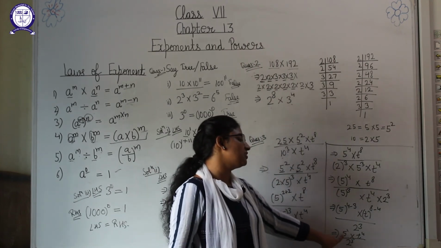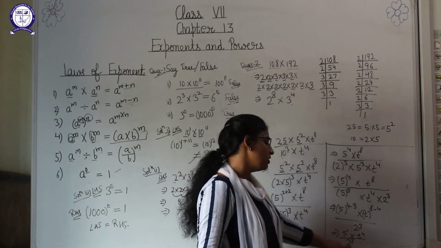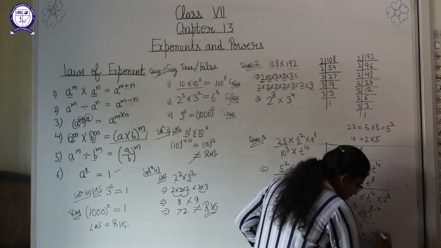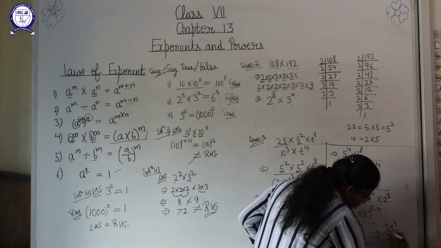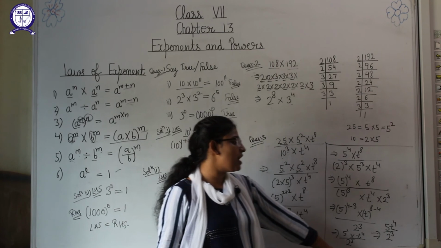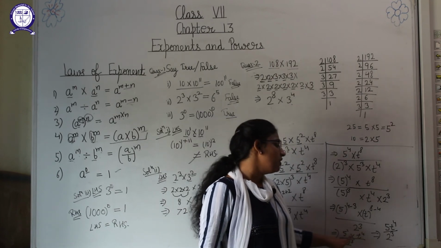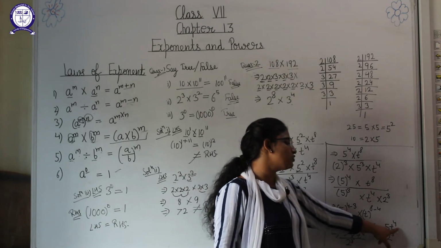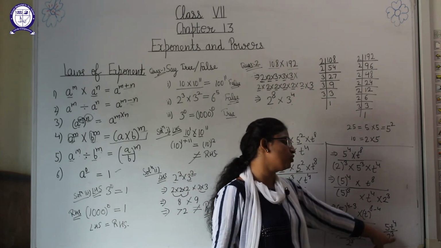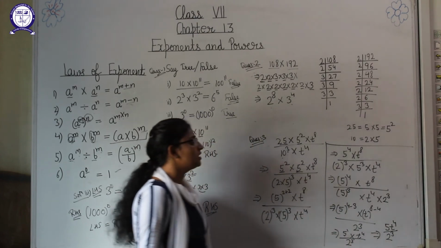So this is our answer, 5 into t to the power 4 by 2 cube. We can write it like this, 5t raised to the power 4 divided by 2 cube. This will be our answer, because if the power of 5 is 1, it is not written, so 5, then t raised to the power 4 divided by 2 cube. So this is our answer for the third question.